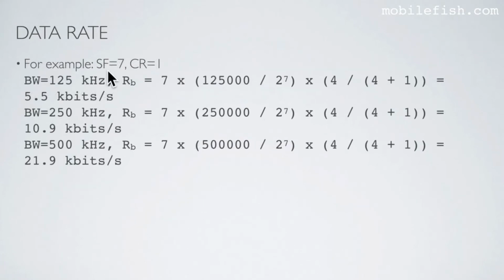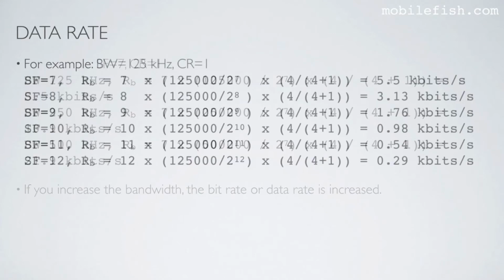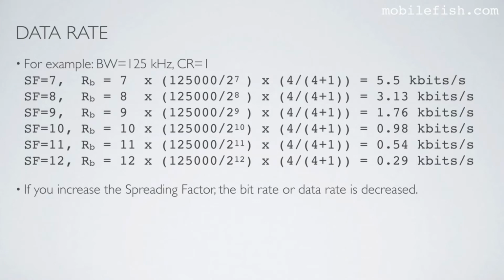Here are some examples. If the spreading factor is 7 and the coding rate is 1, then these are the bit rates for different bandwidths. If you increase the bandwidth, the bit rate or data rate is increased. Another example, the bandwidth is 125 kHz and the coding rate is 1. These are the calculated data rates for different spreading factors. If you increase the spreading factor, the bit rate or data rate is decreased.